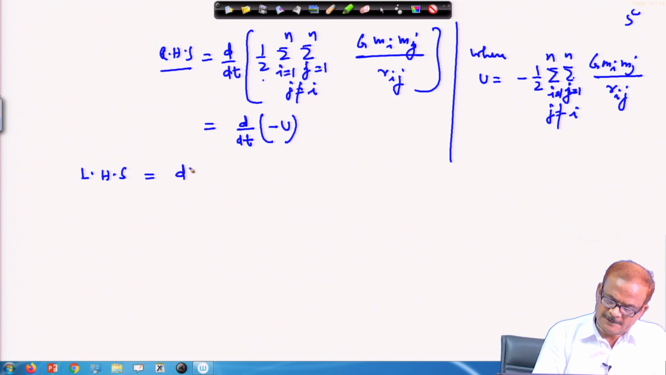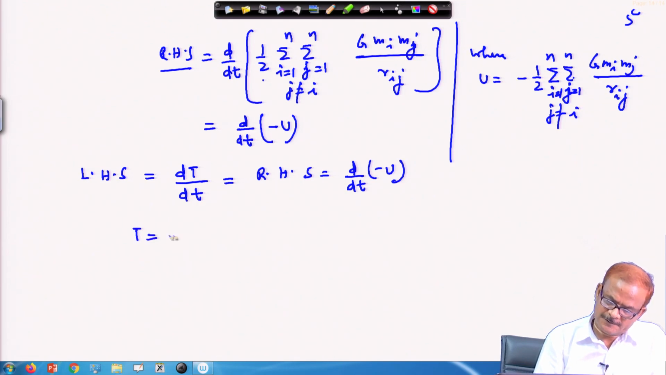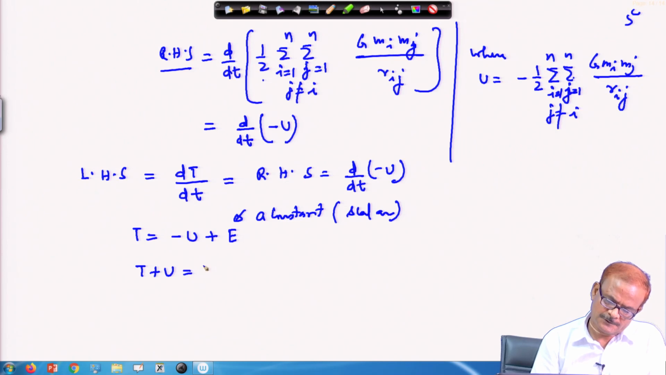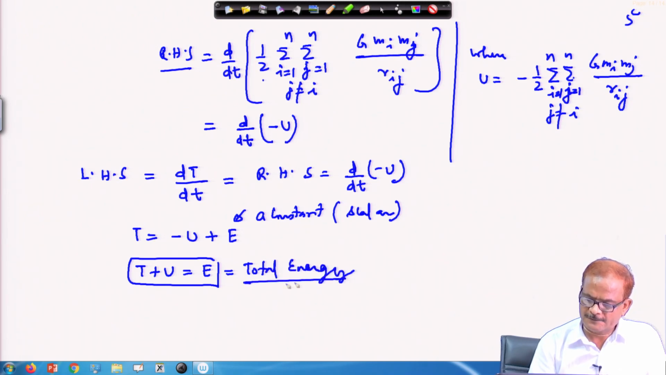Therefore, our left hand side is dT by dt, and this equals the right hand side, d by dt of minus U, and therefore, once we integrate it, this gets reduced to minus U plus E, where E is a constant, and this is a scalar constant, because kinetic energy is a scalar quantity. Therefore, T plus U we can write as E. So, this is your total energy, and therefore, the last constant we have identified.